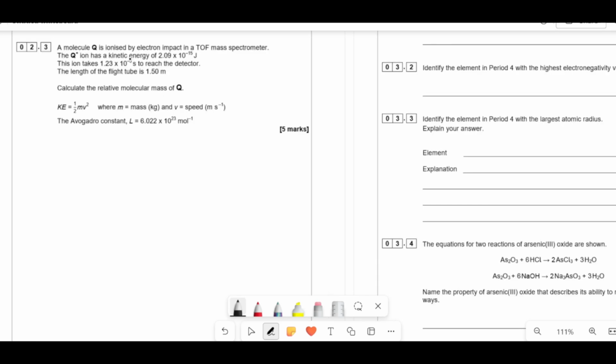So molecule Q is ionized by electron impact in a time of flight mass spectrometer. This Q plus ion has a kinetic energy of this. The ion takes this long to reach the detector. The length of the flight tube is this. Calculate the relative molecular mass of Q, and then KE equals a half mv squared, and so forth.